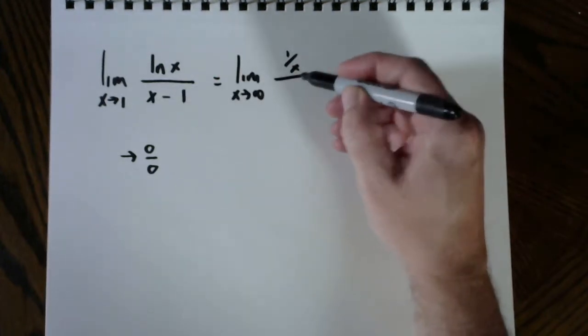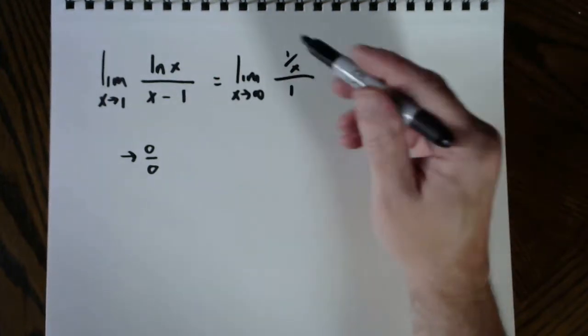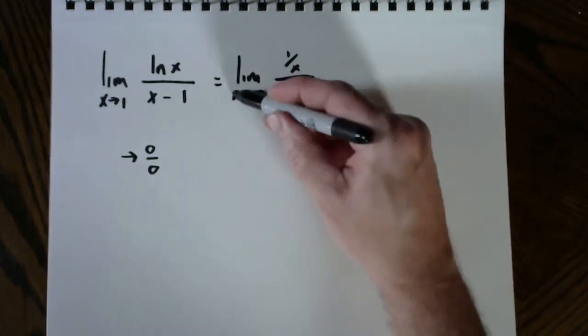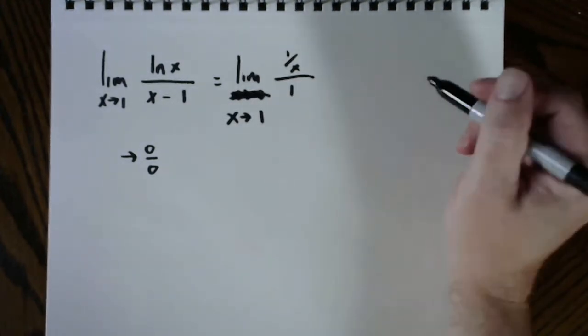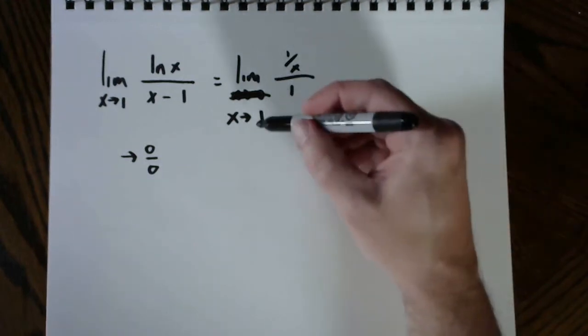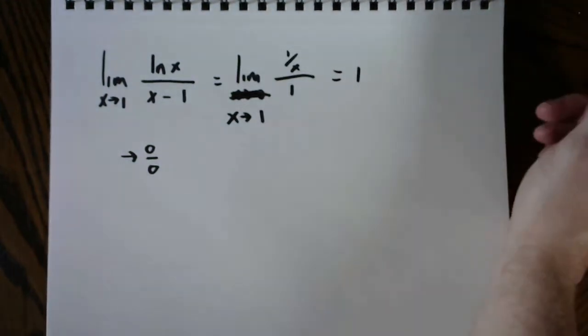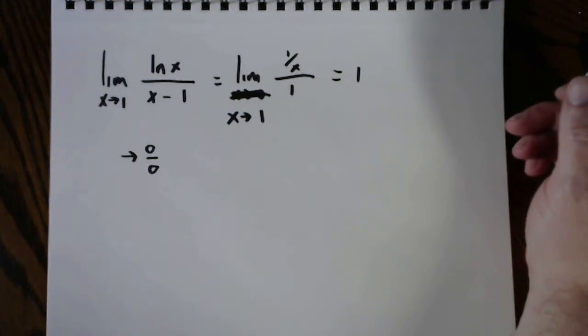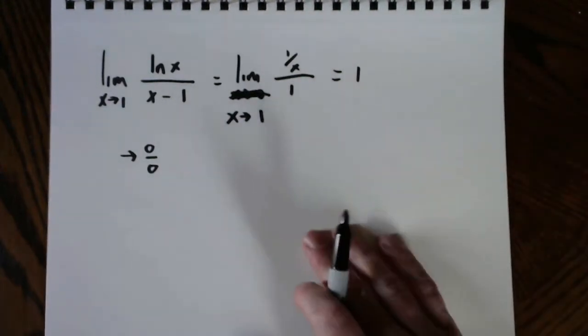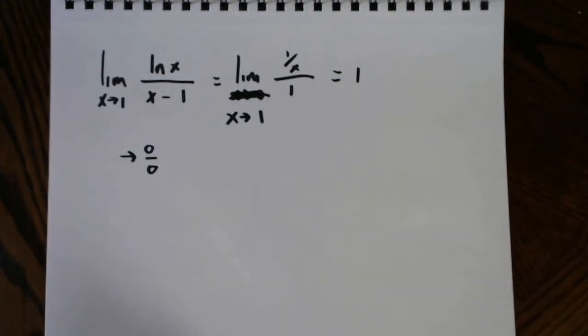x, 1 minus 0. So I'm sorry. I'm just going to scratch that. This is 1. Right, sorry. And now I have 1 over 1. I have 1. Okay? So real clean, real easy. Let's see a few more.